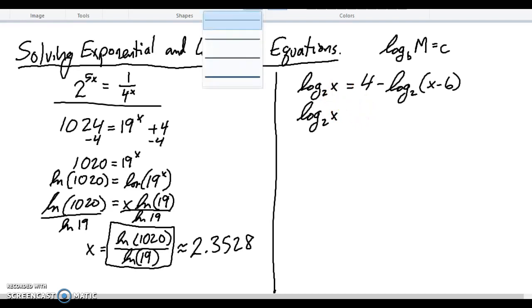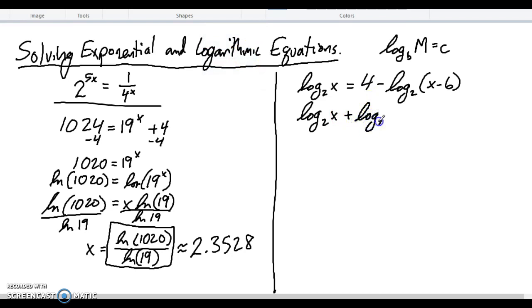Log base 2 of x plus log base 2 of x minus 6 is equal to 4. But I'm still not in this form. I have two logarithms. But we remember from last week, if I add logarithms, it's the same thing as a single logarithm where the insides are multiplied. That's the product rule. So this left-hand side is really log base 2 of x times x minus 6.